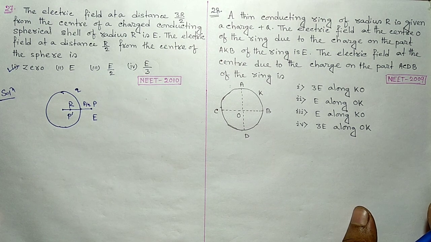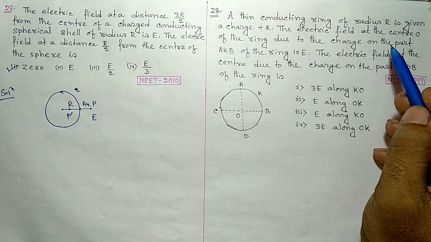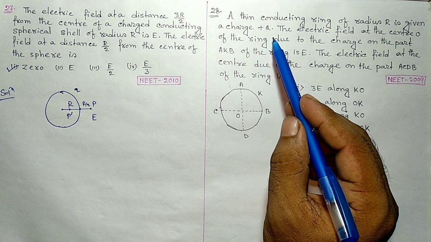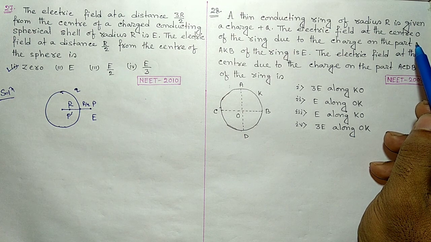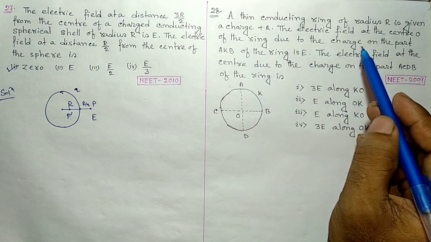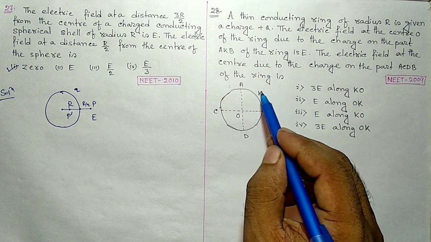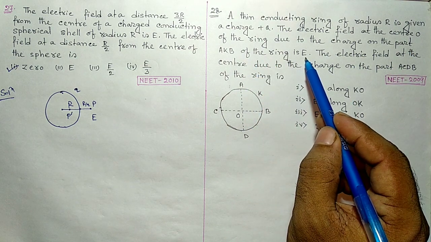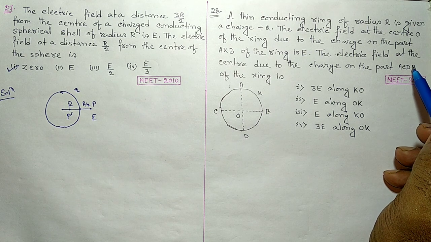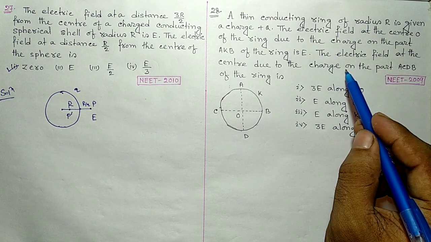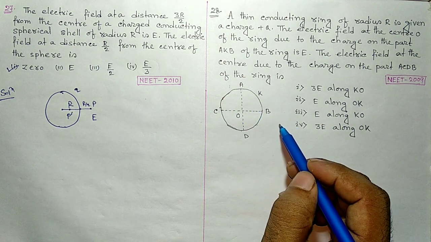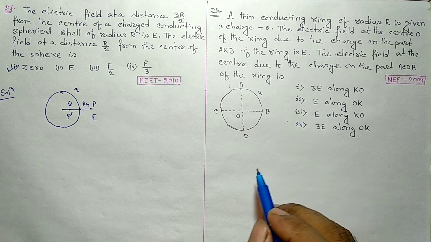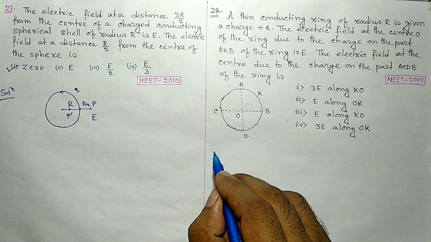Now next question. Next question is 28. A thin conducting ring of radius r is given a charge plus q. The electric field at the center O of the ring due to charge on the part AKB of the ring is E. The electric field at the center due to the charge on the part ACDB of the ring is.